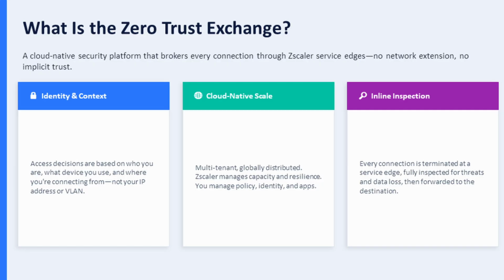It rests on three architectural ideas: identity and context drive access decisions, not IP addresses. The platform is globally distributed and elastic, so Zscaler handles the heavy lifting of capacity and resilience. And every connection is terminated inline for full inspection.